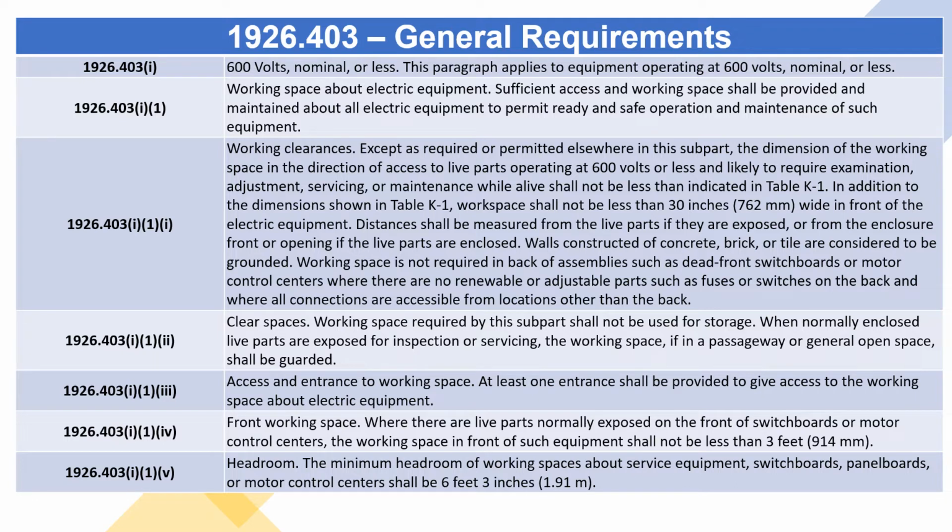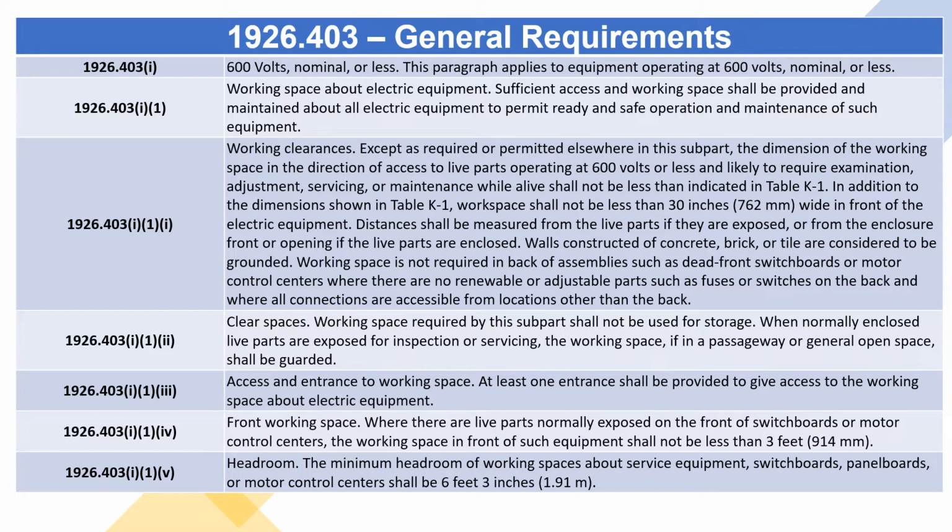1926.403(i)(1)(i) Working clearances. Except as required or permitted elsewhere in this subpart, the dimension of the working space and the direction of access to live parts operating at 600 volts or less and likely to require examination, adjustment, servicing, or maintenance while alive shall not be less than indicated in Table K-1. In addition to the dimensions shown in Table K-1, workspace shall not be less than 30 inches (762 millimeters) wide in front of the electric equipment. Distances shall be measured from the live parts if they are exposed, or from the enclosure front or opening if the live parts are enclosed.